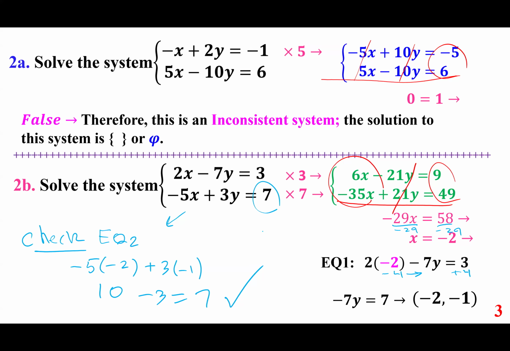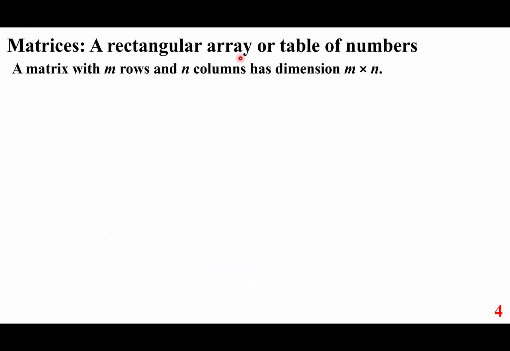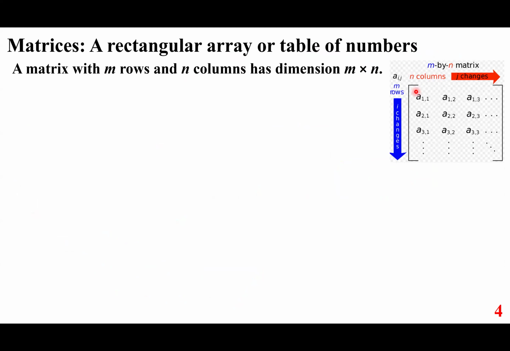So we had seen this method. It's not a big deal. And we're going to move on towards a very interesting methodology, matrices. So the question is, what are matrices? They are defined as a rectangular array or table of numbers. A matrix with m rows and n columns has a dimension of m by n.